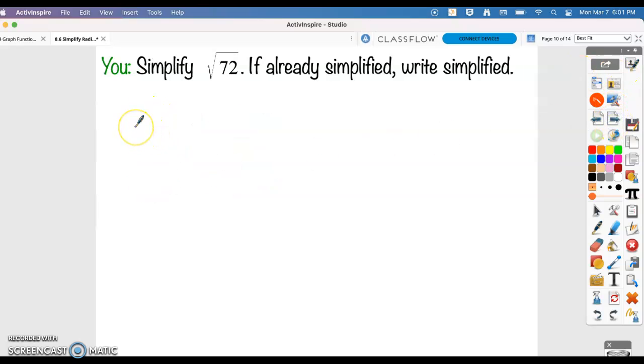72. Okay, looking at your perfect root sheet, what two numbers can you multiply together to get 72? I could do 9 and 8, but that's not the greatest one. I want to pick the bigger of the two, and so I would have 36 times 2 would work on that. Square root of 36 is 6, square root 2 left.